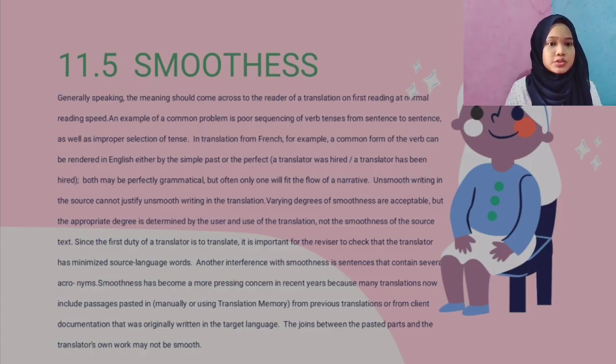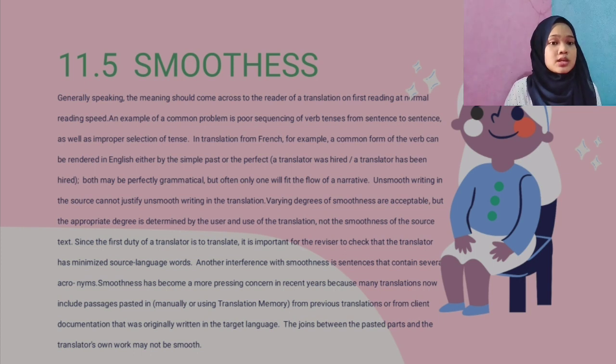Generally speaking, the meaning should come across to the reader of a translation on first reading at normal reading speed. An example of a common problem is poor sequencing of verb tenses from sentence to sentence, as well as improper selection of tenses. In translation from French, for example, a common form of the verb can be rendered in English either by the simple past or the perfect, like a translator was hired or a translator has been hired. Both may be perfectly grammatical, but often only one will fit the flow of a narrative. Unsmooth writing in the source cannot justify unsmooth writing in the translation.